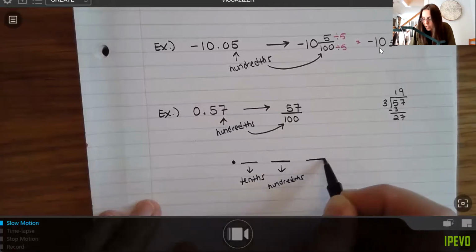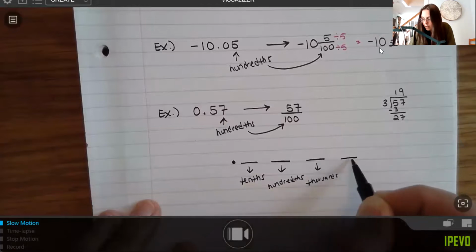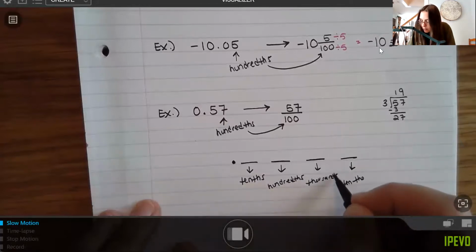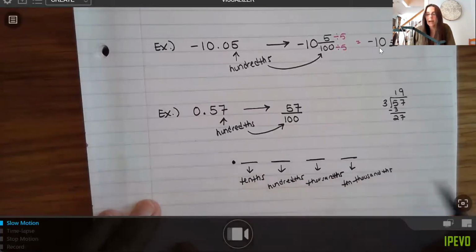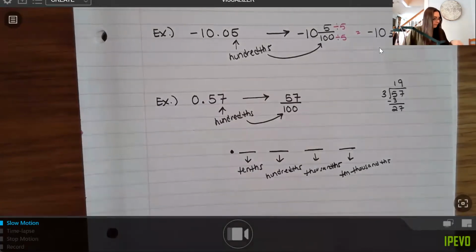And then the next position is your thousandths. I'll go up one more. Next one would be your ten thousandths, and so on. So you have your full place value chart that you can reference here, but just kind of memorizing the first few place values is going to be really helpful to you, so that you have those ready to go.